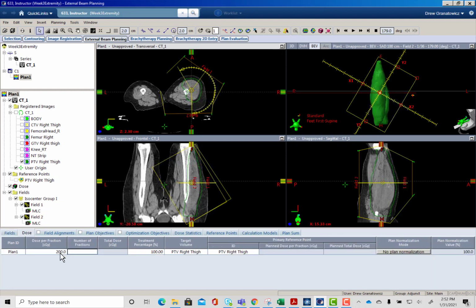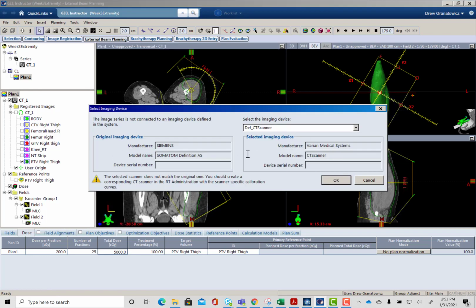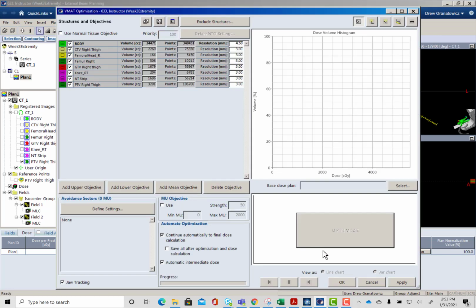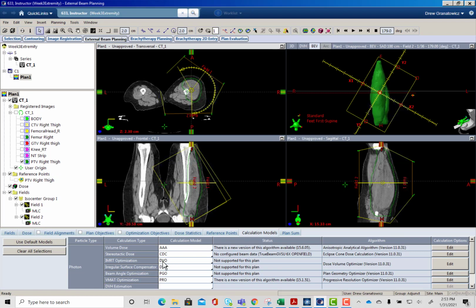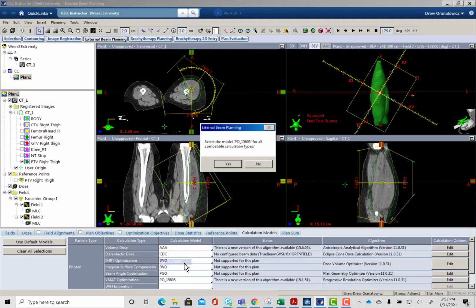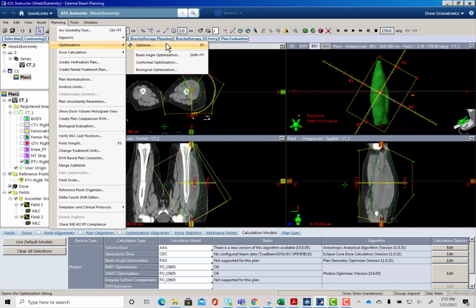So our prescription is going to be 200 times 25. I'm going to save. It's always a good idea to get into a habit of saving frequently. I'm going to come into our optimizer. This doesn't matter, just click OK. This CT scanner is fine. Let's come in here to calculation models. And for VMAT optimization, instead of using PRO, we're going to use PO 15.6. That is the newer one. Let's go back in here to our optimizer.